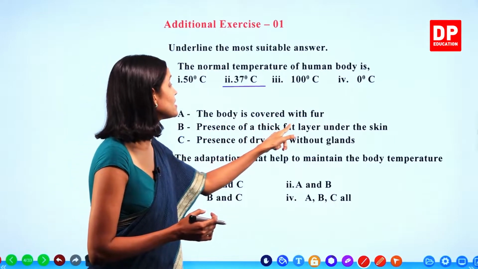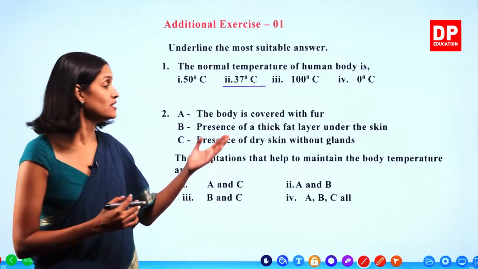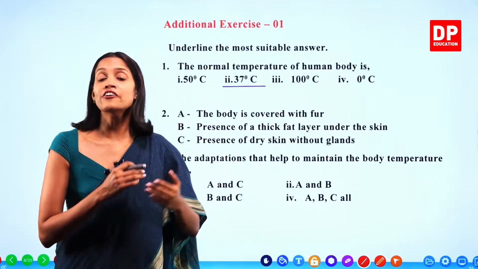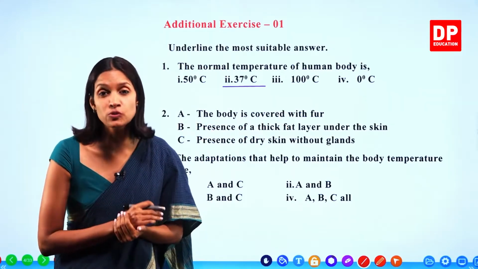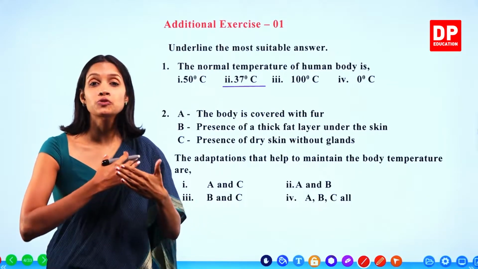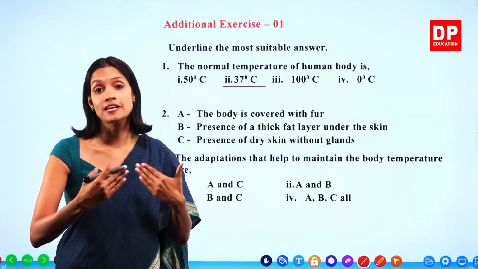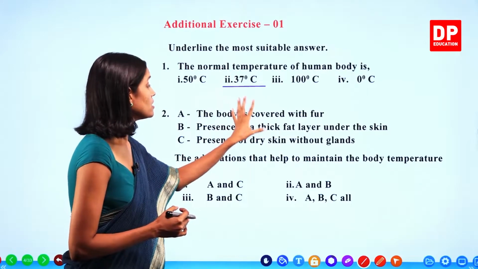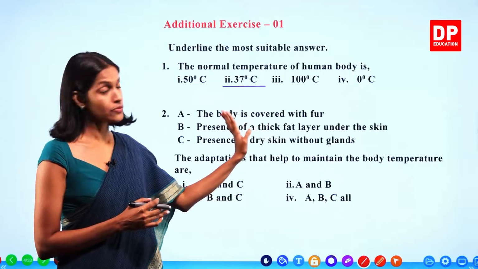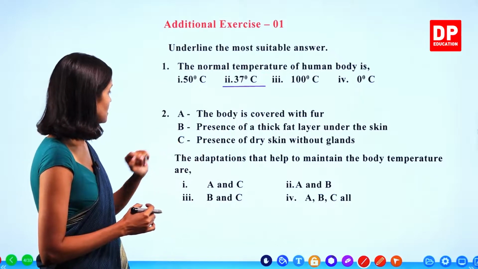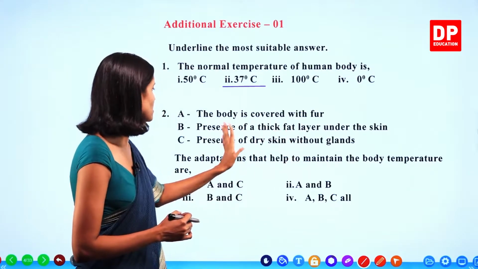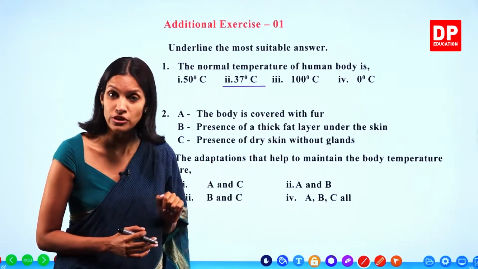Presence of a thick fat layer. Now, I told you when animals have this thick fat layer, that fat layer acts as an insulator, which means heat cannot pass through that layer. Therefore, this is also important to maintain the body temperature. Okay. C. Presence of dry skin without glands. It doesn't have any effect on maintaining the body temperature.